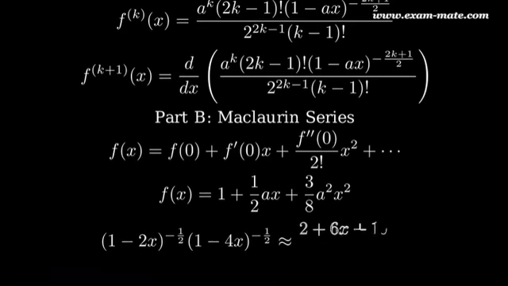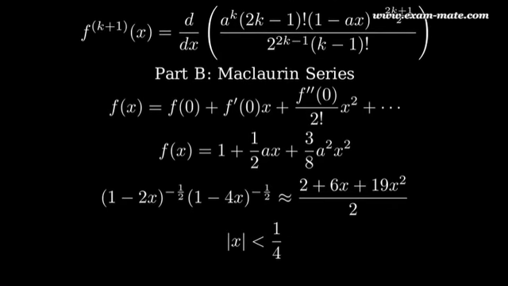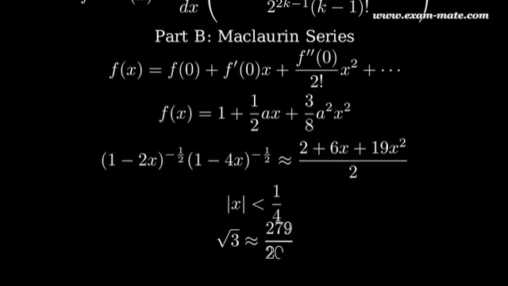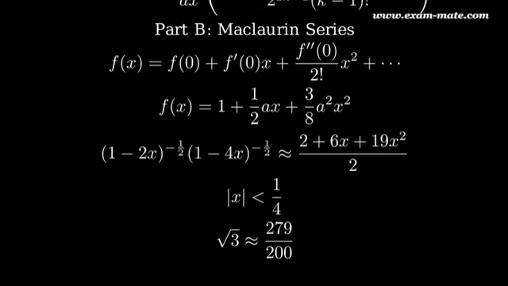First, show that the product of two such series gives us the stated approximation. Then, determine the convergence interval, which is x less than 1/4. And finally, use x equals 1/10 to approximate the square root of 3, which gives us 279 over 200.